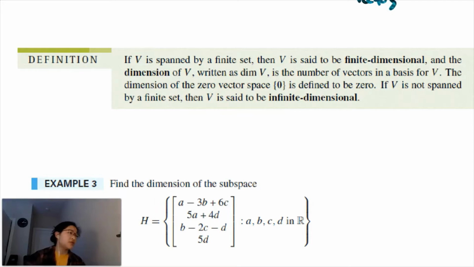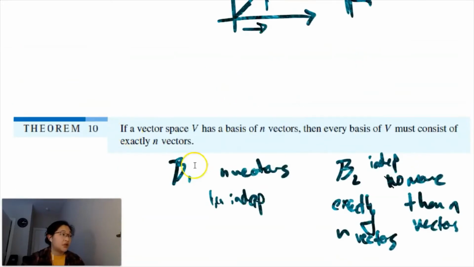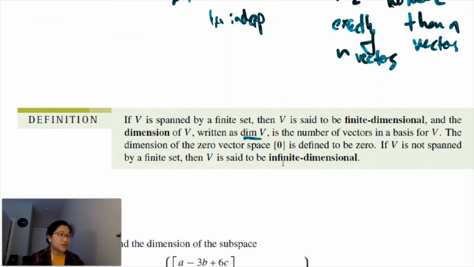About dimensions: if V is spanned by a finite set, then V is said to be finite dimensional. We can say what the dimension of V is, and we write that as dim V. That's the number of vectors in our basis. So what we were looking at before was n-dimensional. The dimension of our vector space up here was n, so it's finite dimensional because n is not infinite.